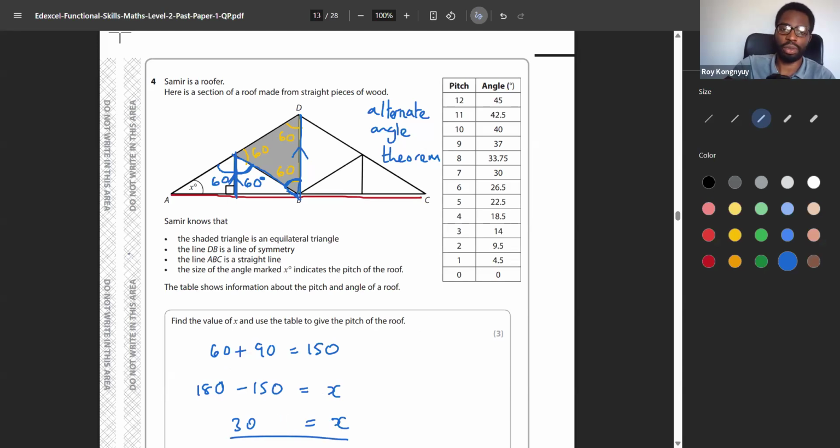All right? So just like that, we got to the answer. I kind of explained it in a very long way, but that was just a lot of background. We just notice these are alternate angles. This is an equilateral triangle. These are alternate angles. This is 60, therefore x is 30. And so looking at this table here, you can be pretty sure that if x is 30 degrees, the pitch is 7.